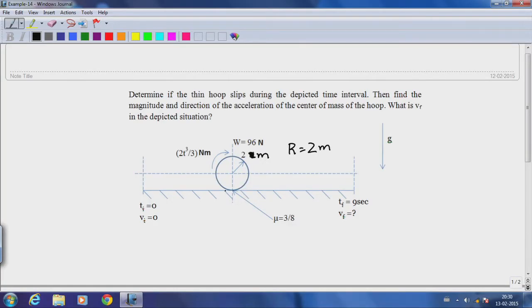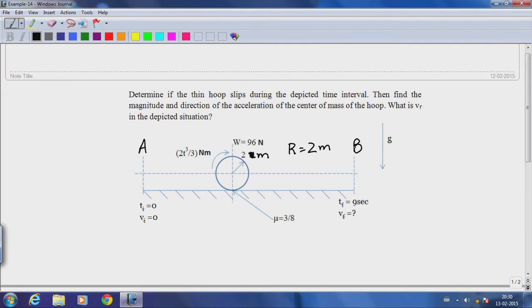Let us take on the next example problem. This is also pertaining to impulse momentum, but in an angular sense to start with. So, we want to see if we have a thin hoop and if it slips during the depicted interval. The thin hoop starts at this end A, and an initial moment which scales as 2t cubed over 3 is acting on the hoop, and this moment causes the hoop to roll from left to right.